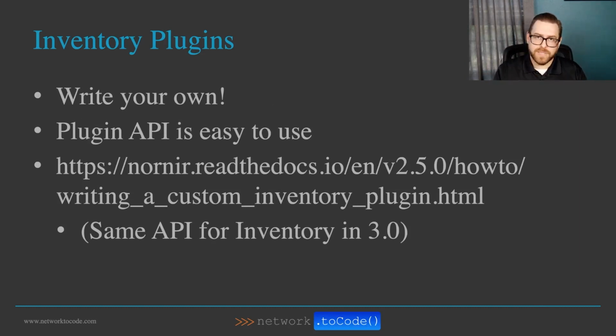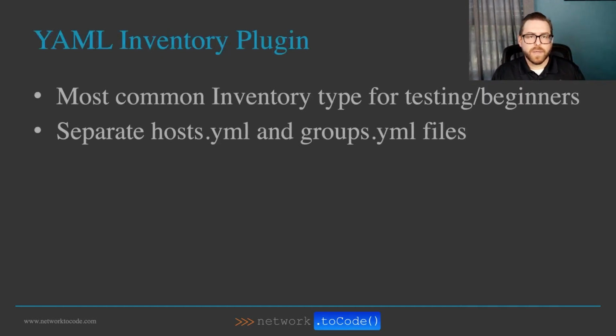Some of the documentation is still a little bit lagging because the 3.0 release just came out, but the API for generating custom inventory plugins is the same, so I linked a little bit older documentation there. So YAML inventory is really what you see for testing things out. I'm going to use it in this example. If you have less than, say, 5,000 hosts, go for it. It doesn't really cause you any problems.